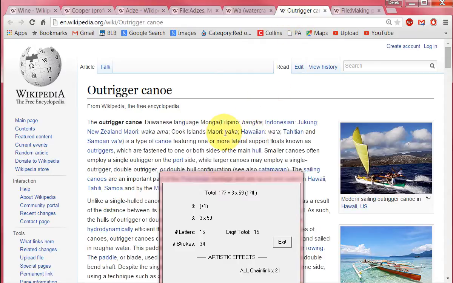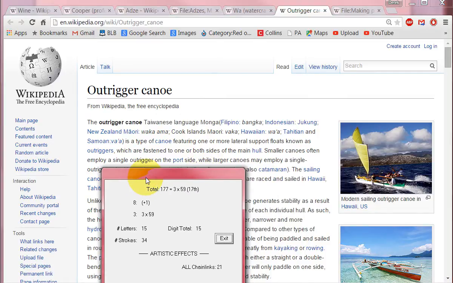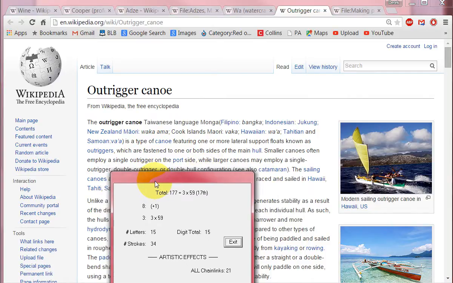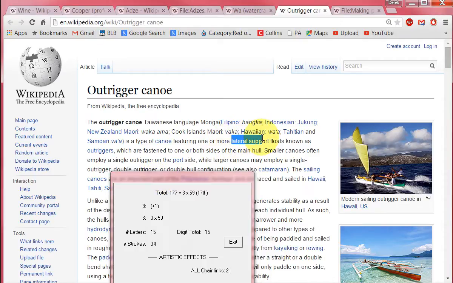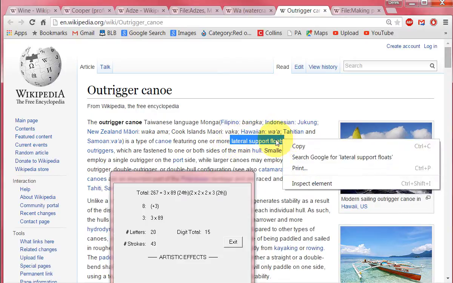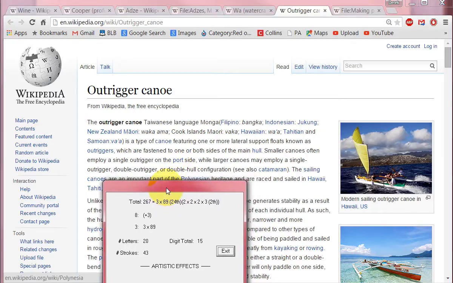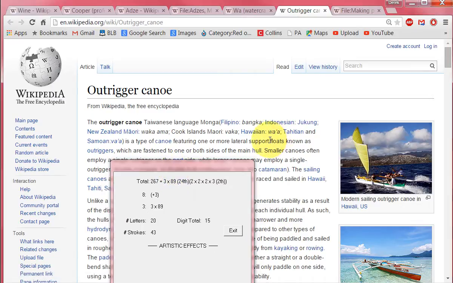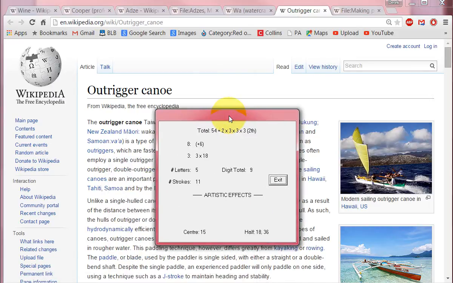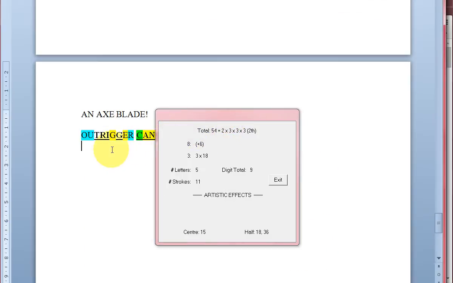An outrigger canoe. One or more lateral support floats. Aha. And the word lateral support divides by three. Or sorry, lateral support floats in general. Yeah, as a triple of the 24th prime. An outrigger is also known as a float. Well, float equals love. Isn't that amazing? So the outrigger is like pure love.